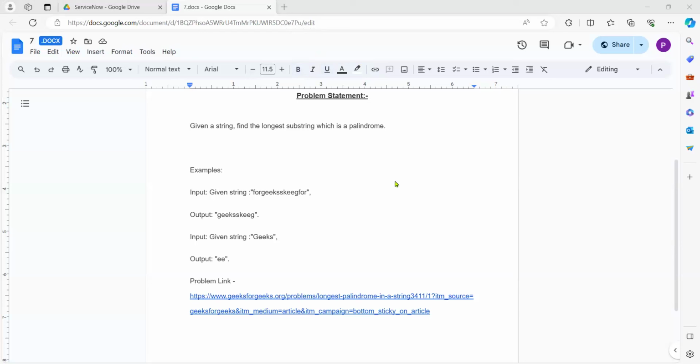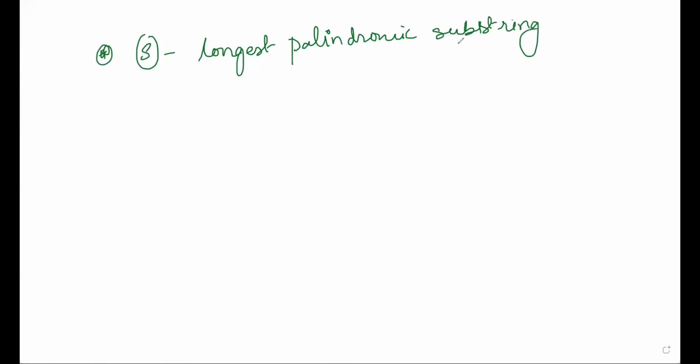I'll use my whiteboard. The problem is very clear. You are given a string S. You have to find the longest palindromic substring. A substring is nothing but a subarray itself. When we are talking about strings, a subarray is nothing but a substring. In a substring we have continuous characters together, a part of continuous characters from our original string.